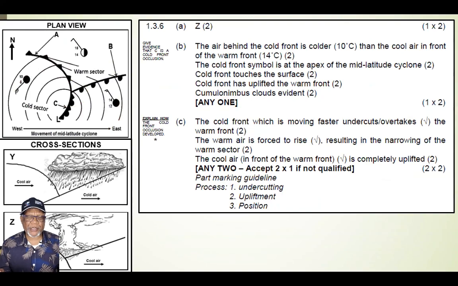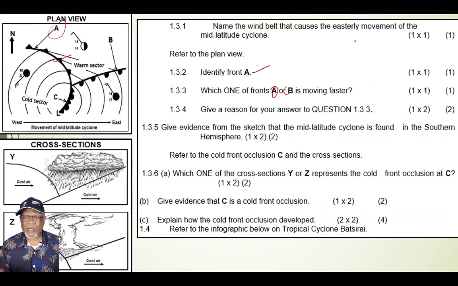Now, 1.3.6. Which one of the cross sections Y or Z represents the cold front occlusion at sea? So at sea, we have cold front occlusion. Now, which of the two diagrams shows cold front occlusion? The correct one will be this one at Z. Why this one at Z? Because the cold front is the one that is touching the surface. This one is the warm front occlusion, because the warm front is touching the surface.